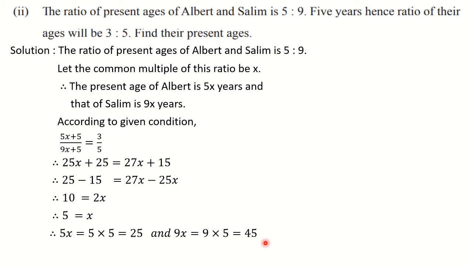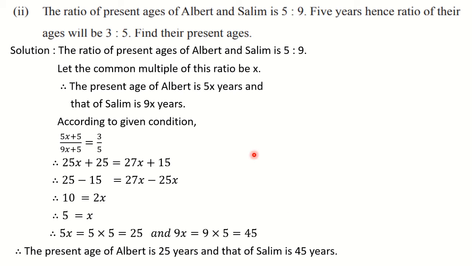And from that we can write down the present age of Albert as 25 years and present age of Salim as 45 years. That is your last statement. For every word problem, your answer should be in the form of a statement. Therefore, the present age of Albert is 25 years and that of Salim is 45 years.